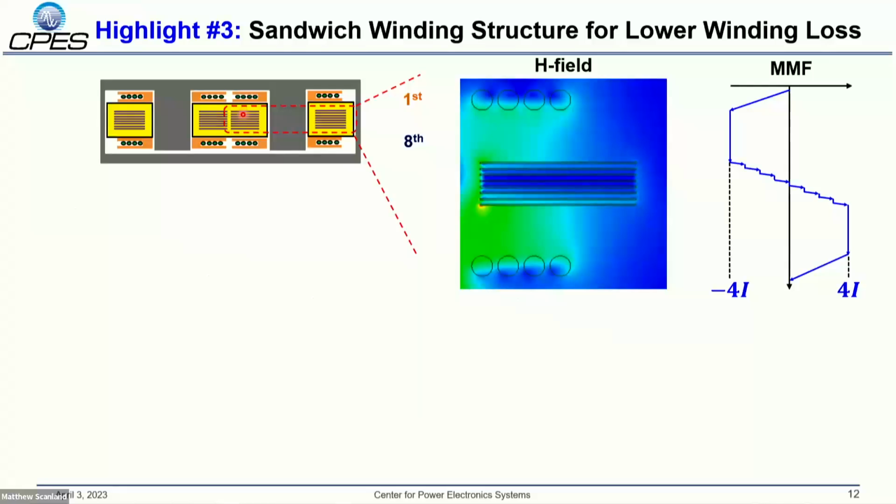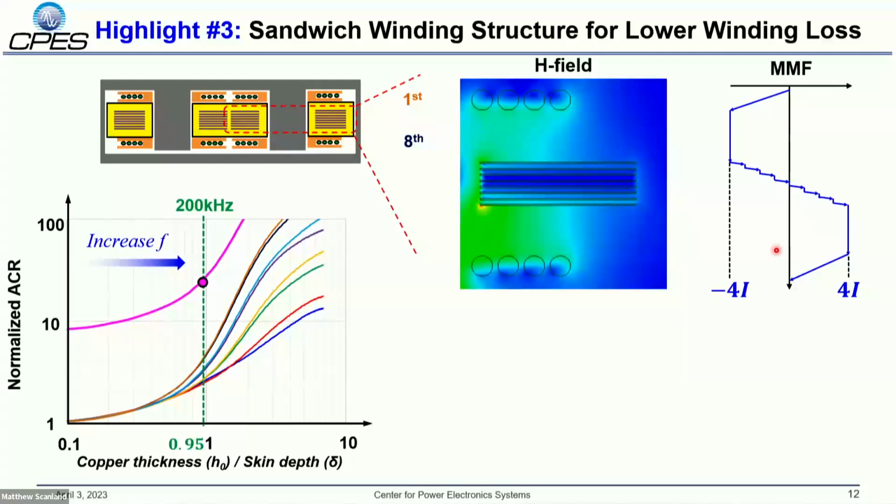If we just use such a sandwich structure, as we can see in page 12, the H field is shown here, and we can see the MMF will just decrease to half, and the highest MMF will only come to 4 times of the current.